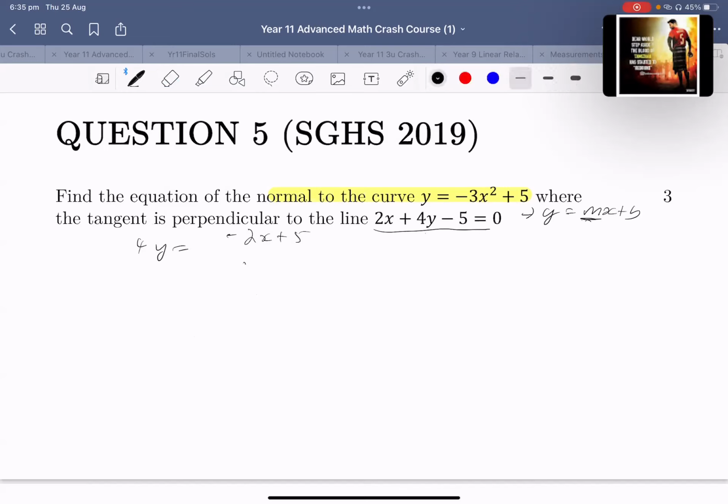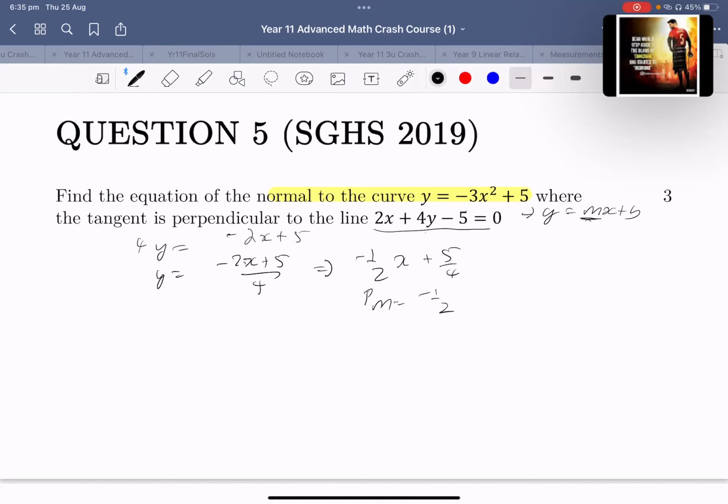Isolate the 4y. So 4y is equal to minus 2x plus 5. Then just divide both sides by 4. And that's going to give you y equals minus a half x plus 5 over 4. We find that the m here is equal to minus a half.